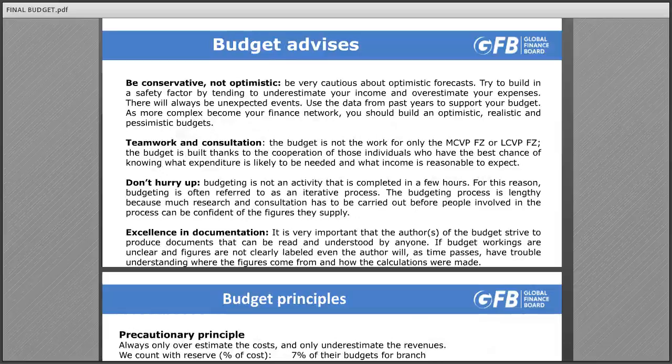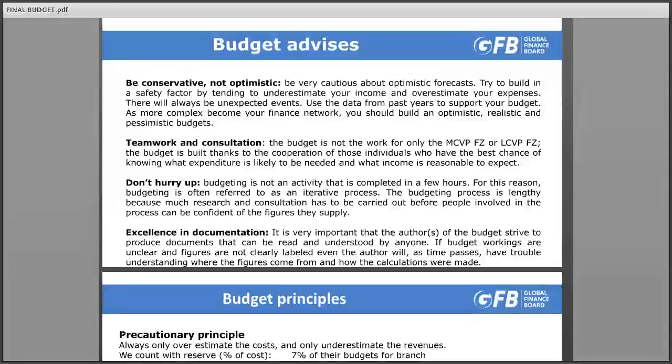Moving on, I would like to share some budget advice from the Global Finance Board. First of all, be conservative, not optimistic. Always be very cautious about optimistic forecasts. Try to build your budget underestimating your income and overestimating your expenses. There will always be unexpected events. Use the data from past years to support your budget. As your finance network becomes more complex, you can also start building optimistic, realistic, and pessimistic budgets.